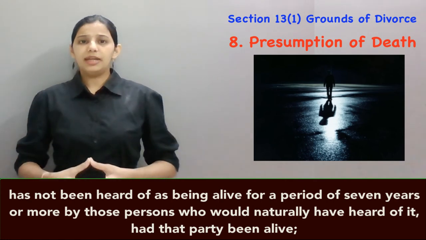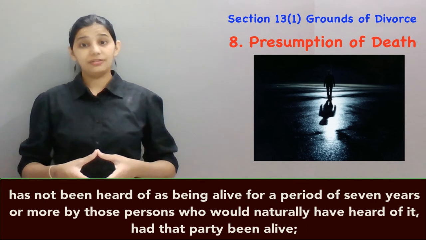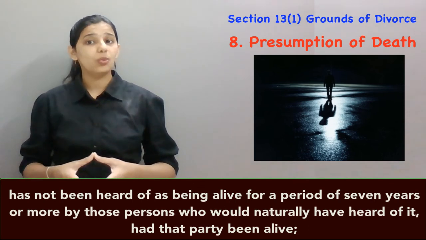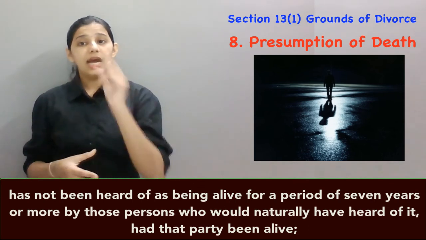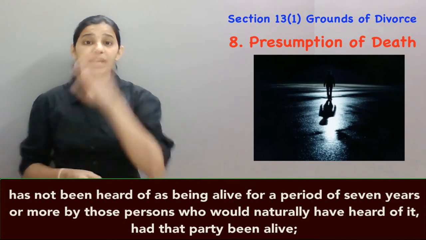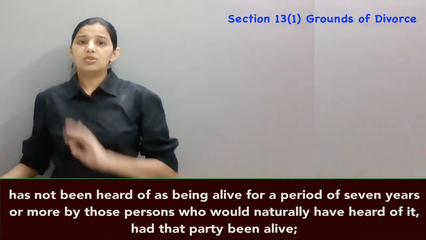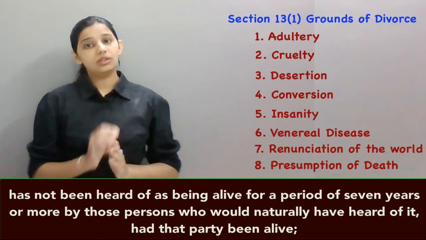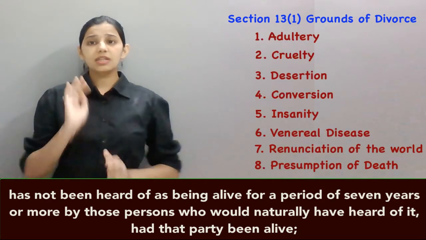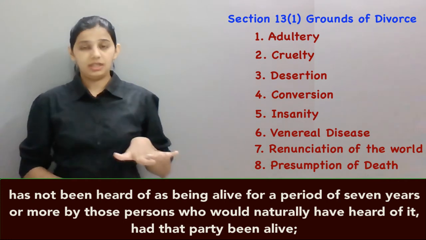Decree of divorce granted under this clause is valid and effective even if it subsequently transpires that the respondent was in fact alive at the time when the decree was passed. So these are the grounds of divorce under section 13 clause 1. These grounds are available for both husband and wife.